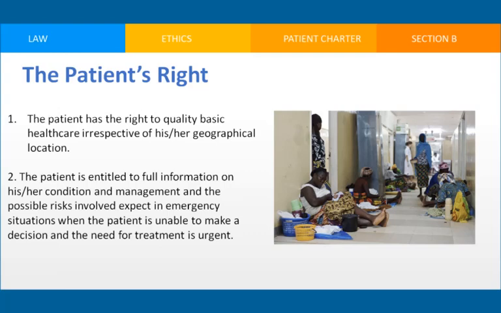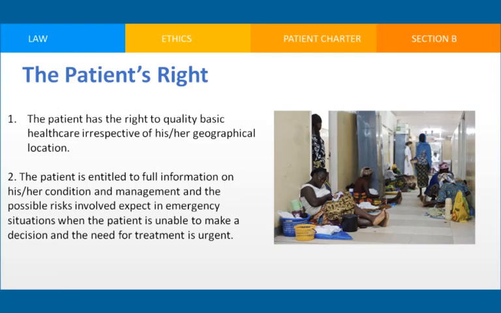It's rather sad that in a lot of countries, including our country, Ghana, most of the very good health facilities are located in the district capitals and maybe in Accra, Kumasi, Takoradi, and Tamale, and maybe Ho. So those in the villages normally don't have access to quality basic health care. But that is their right. Wherever the patient is, in a village, they should have the right of quality basic health care.